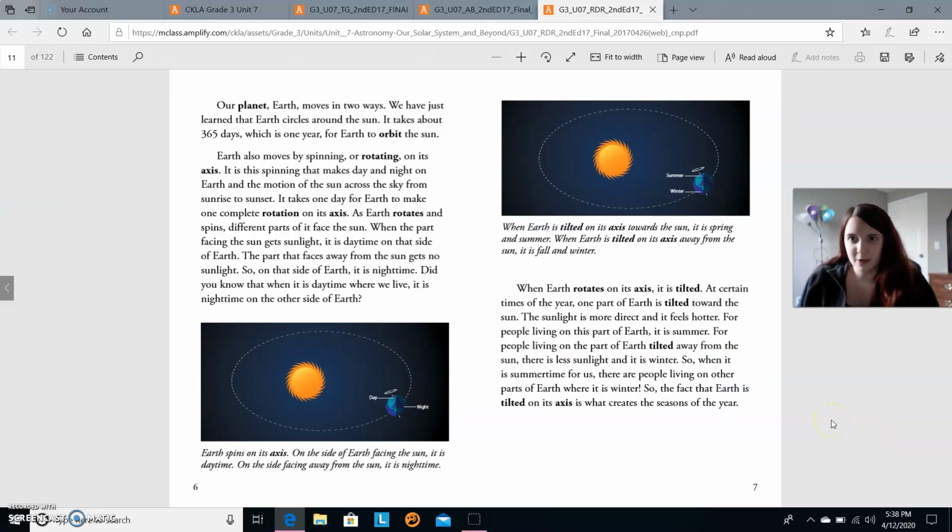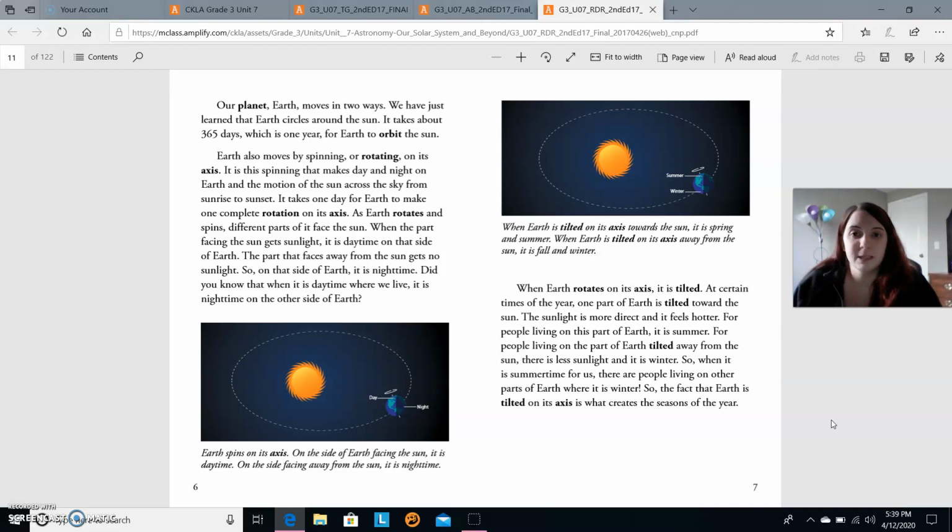So before I start the next page, what are two ways that the Earth moves? When we're reading through this, I want you to look for what are two ways that the Earth moves. Our planet Earth moves in two ways. We have just learned that Earth circles around the sun. It takes about 365 days, which is 1 year, for Earth to orbit the sun.